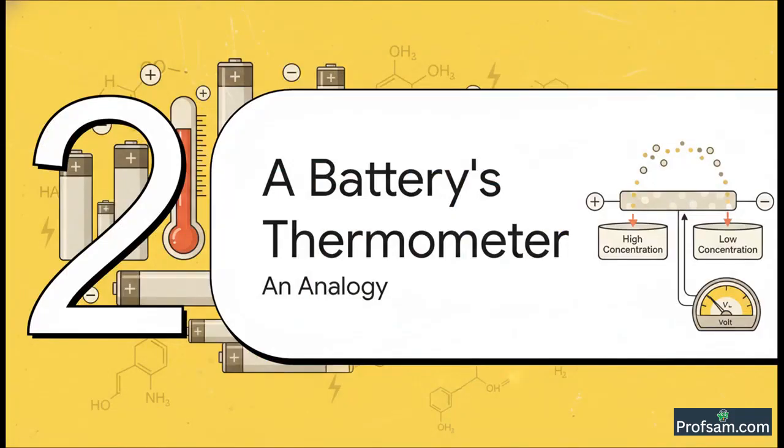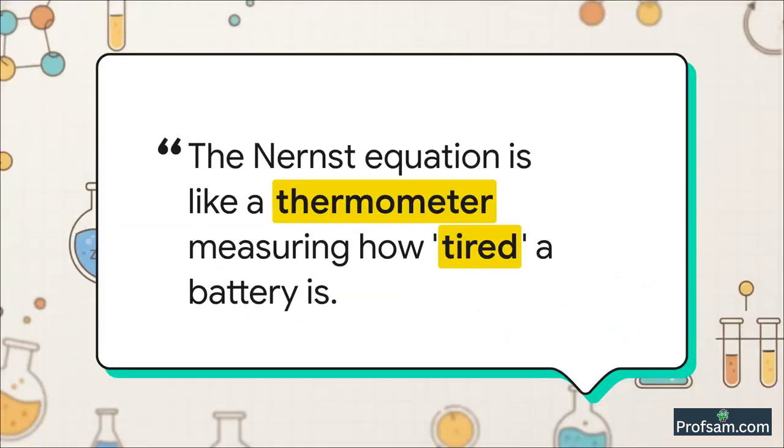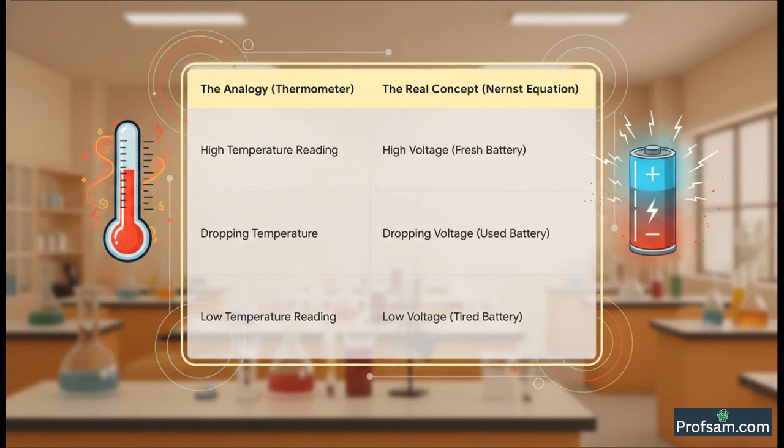To make this concept very easy to remember, let us use an analogy. This will help the idea to really stick in your mind. You can think of the Nernst equation as being like a special kind of thermometer, but instead of measuring heat, it's measuring how tired a battery is. It's checking the chemical energy. Let's map this analogy properly.